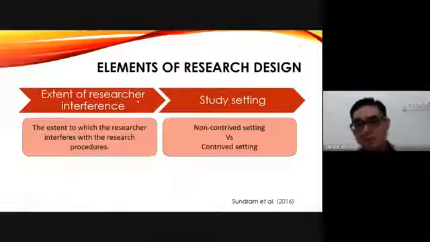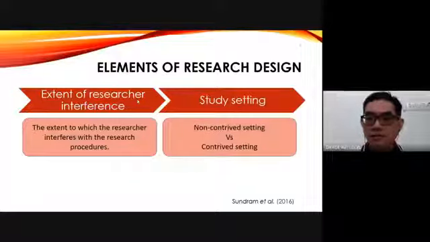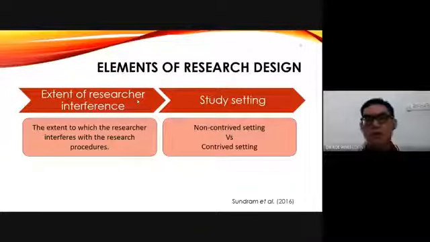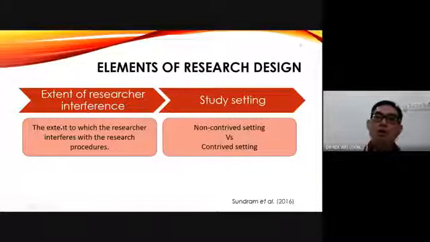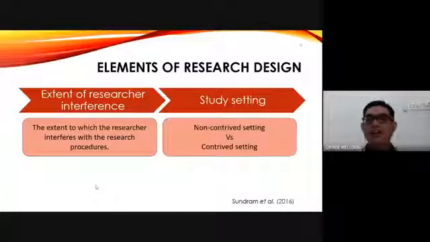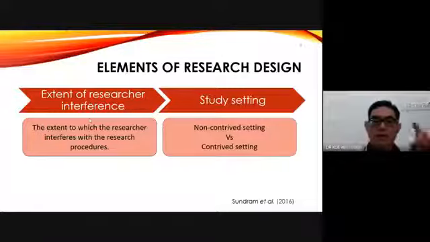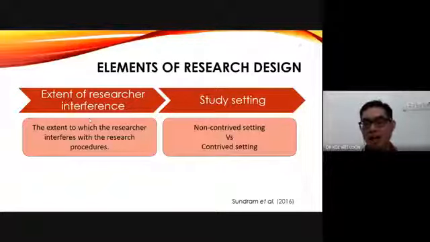So let us look at the first 2, extent of research interference and study setting. If you are conducting a quantitative research, for example, your research is about collecting data through questionnaire and so on, so you are using quantitative methods. So normally your extent of researcher interference would be very minimal. Experiment, just now we have discussed about experiment. If you are conducting an experiment, it requires a greater extent of interference from the researcher.